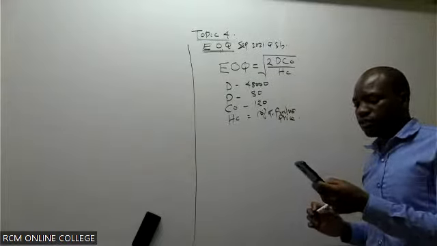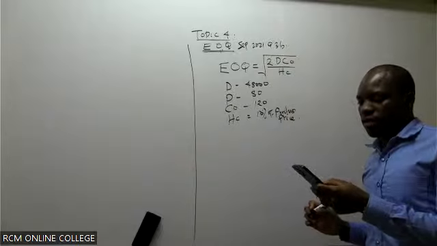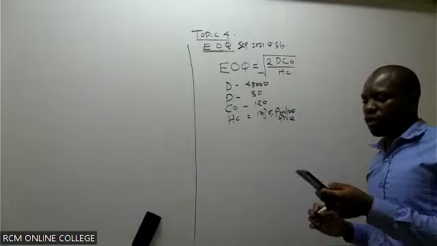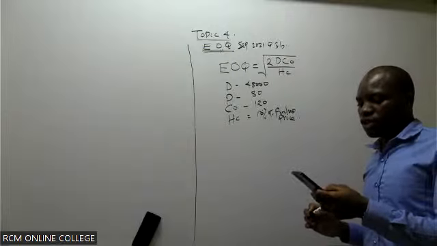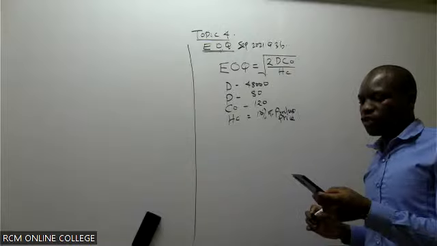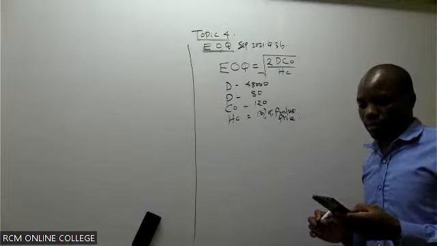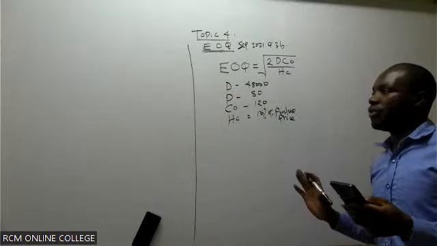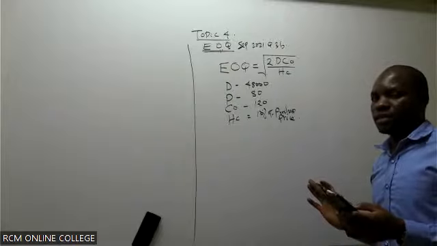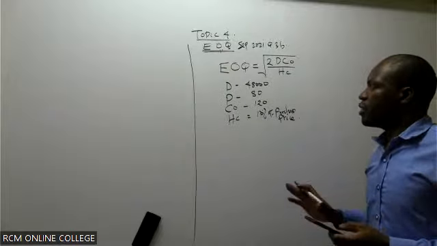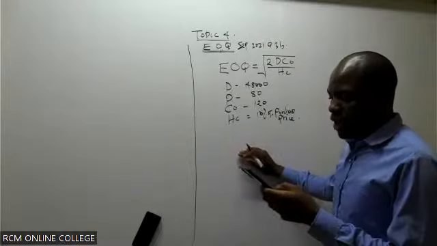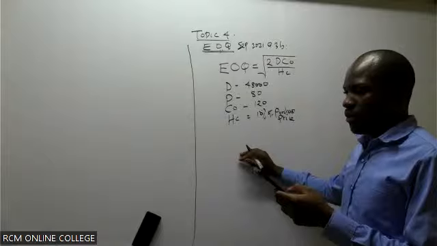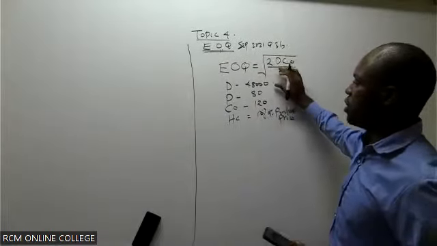So what do they want us to do? The supplier of raw material Y has offered a discount of 1% of the purchase price if each order placed is for 2,000 units. If each order placed is for 2,000 units, then they're going to get a discount of 1% on the purchase price. So what do we need to do? The first thing they want is the economic order quantity of raw material Y.